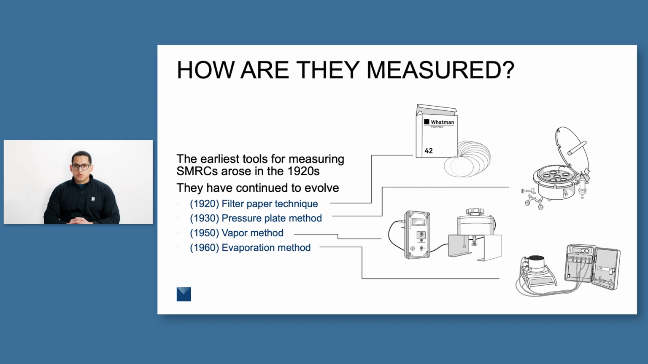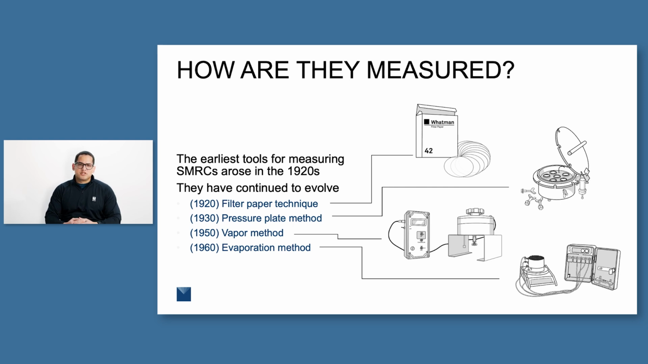So the earliest tools for measuring soil moisture release curves arose in around the 1920s. That started with things like the filter paper technique and the pressure plate method. Those are some of the traditional methods that have been used for a long time for making these measurements. In the 1950s, tools came along to measure based on what's called the vapor method. Those tools measure a sample in equilibrium and measure the vapor pressure of that sample to try and determine the water potential of that sample.